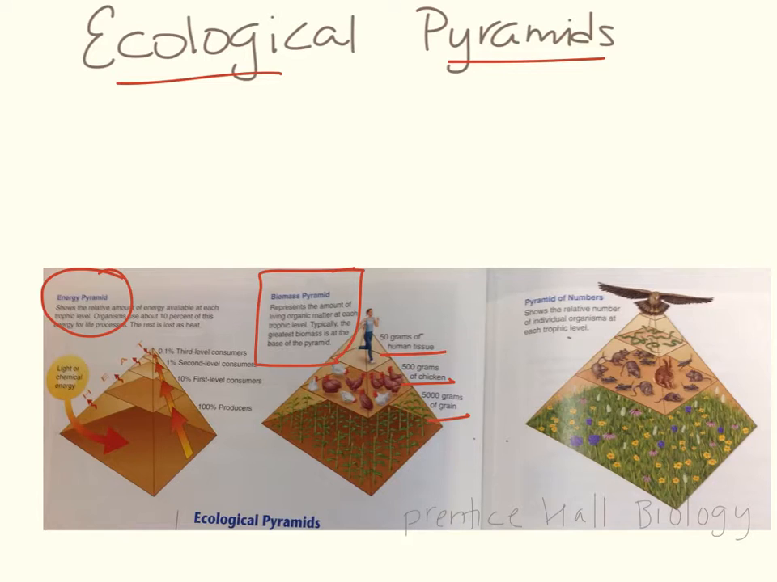And our third type of pyramid is called the pyramid of numbers. And the pyramid of numbers is just that. It's going to look at the numbers of organisms. So if we have one hawk, how many snakes? How many of our primary consumers? And how many plants or producers will be needed to support those types of things?